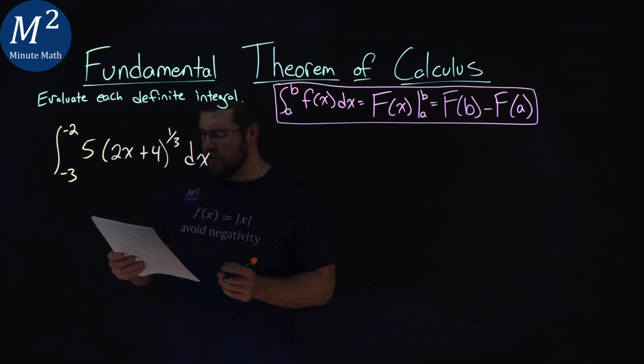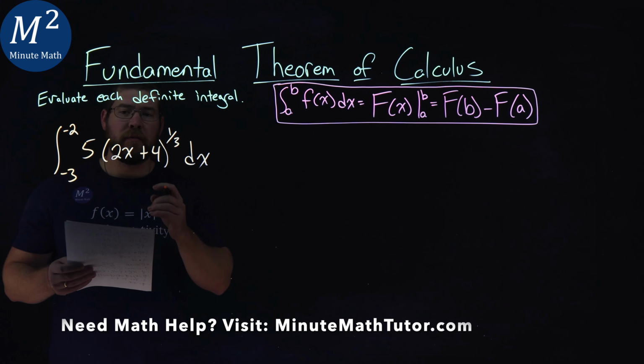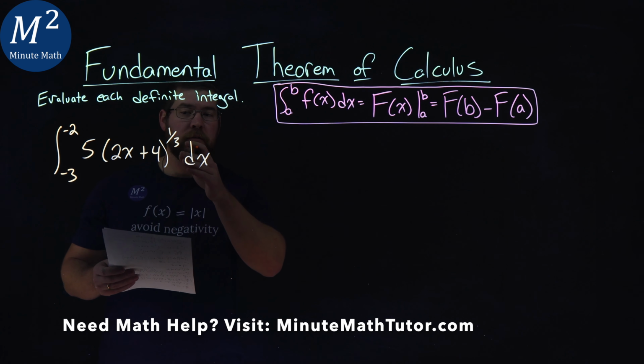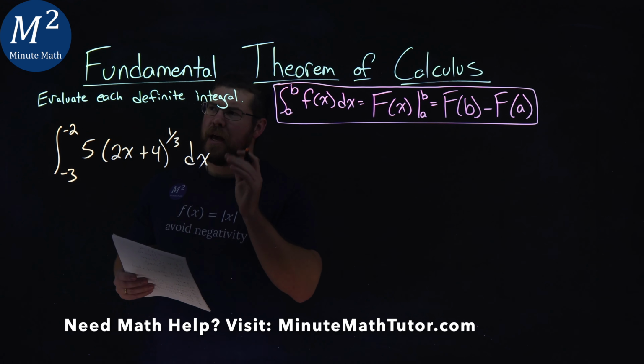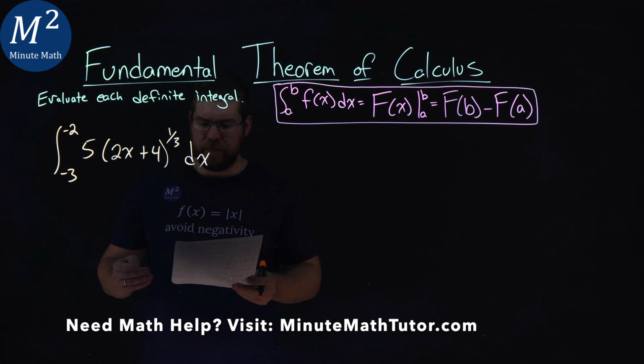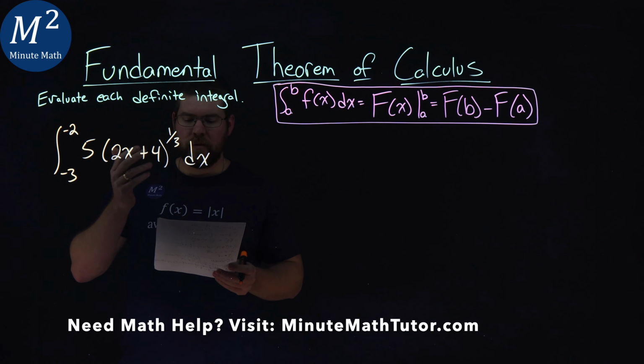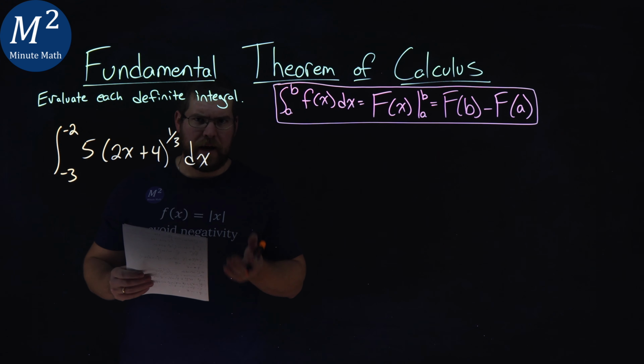We're given this problem right here: the integral from -3 to -2 of 5 times (2x plus 4) to the 1/3 power dx. And we have to evaluate this definite integral. Now to integrate this, I have to use some U-substitution here. At least I had to.